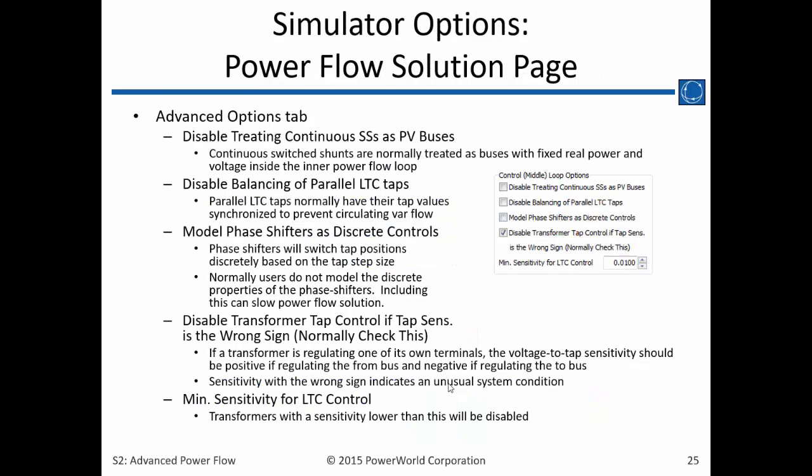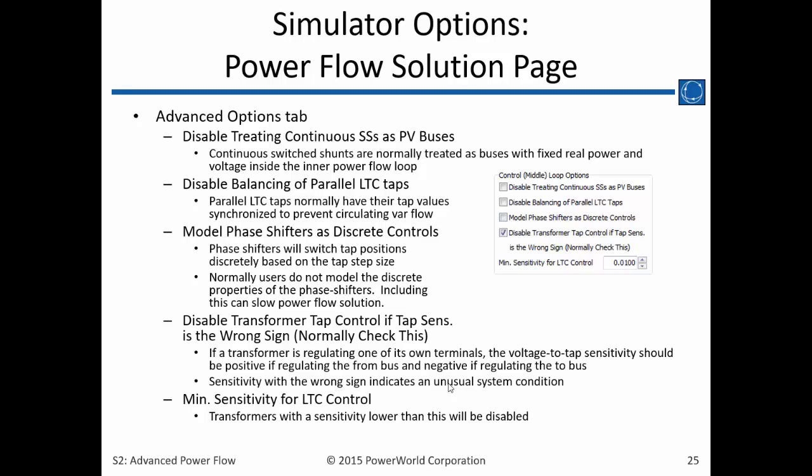Okay, so some other options on the Power Flow Advanced Options tab. You can disable treating continuous switch shunts as PV buses. Continuous switch shunts are normally treated as buses with fixed real power and voltage inside the inner power flow loop. But if you choose to instead disable them from treating them that way, then you can do that and it will treat them as switch shunts in the middle control loop instead.